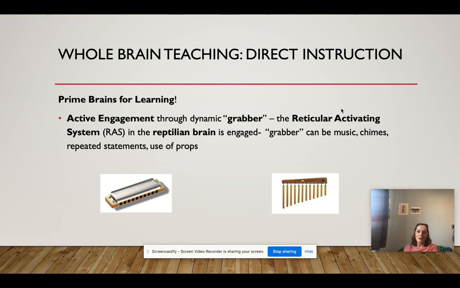So, direct instruction. We have to do direct instruction always, but part of whole brain teaching is doing the grabber, right? Having active engagement by grabbing that reticular activating system in a way that will make the student, the brain, hooked in and want to learn. So that lower brain, that reticular activating system, is engaged with a grabber. I've given you two here that are a harmonica and chimes.